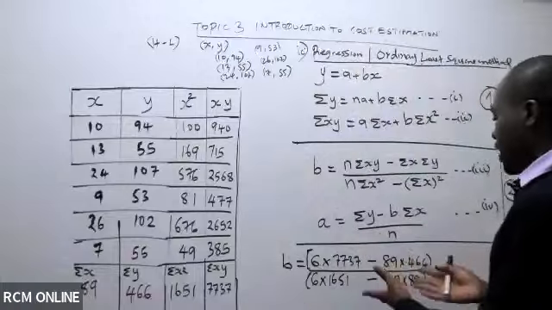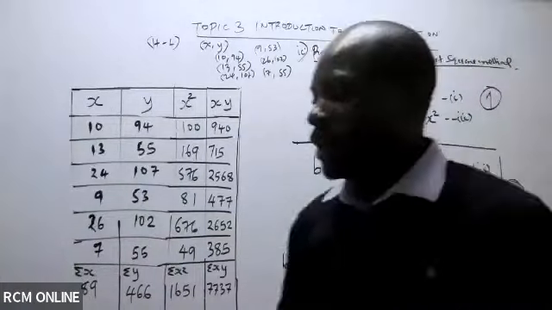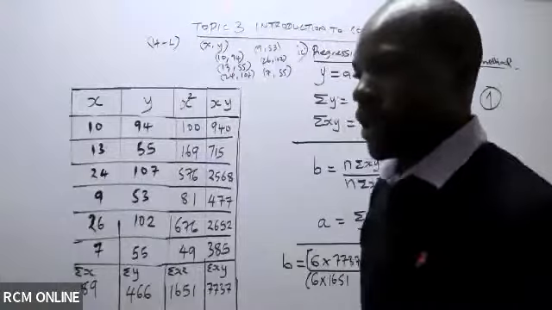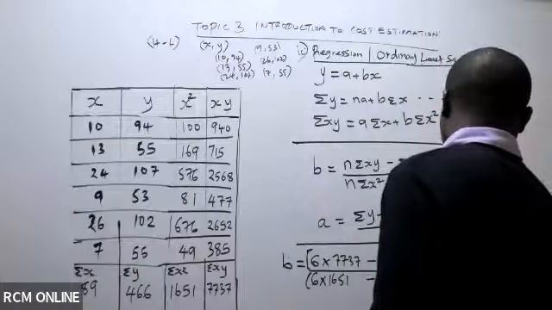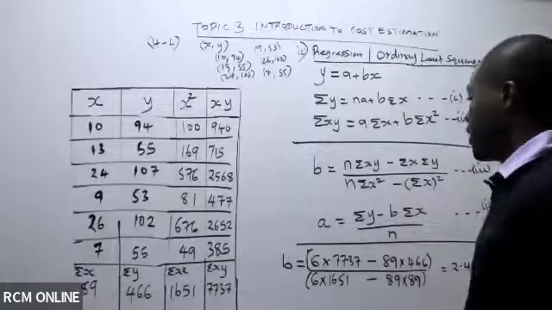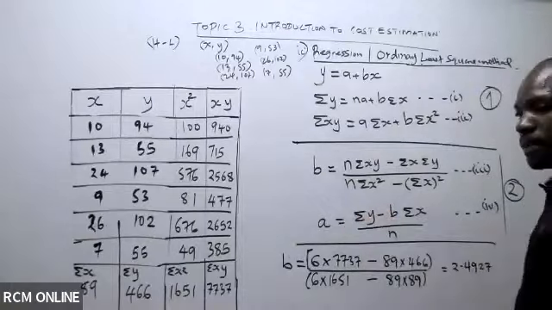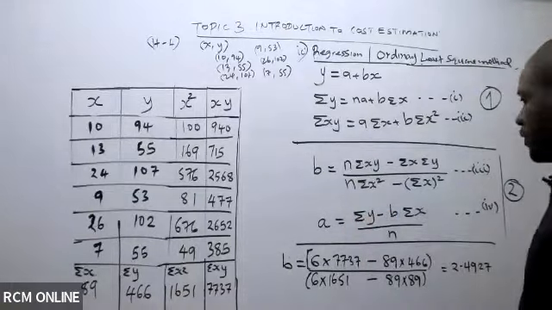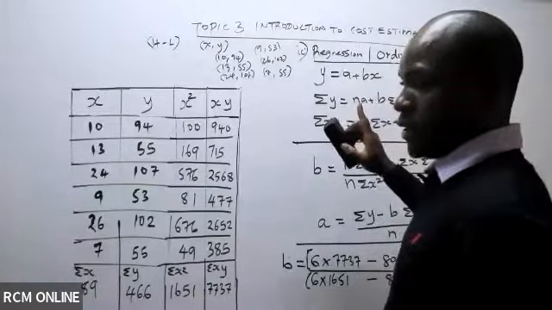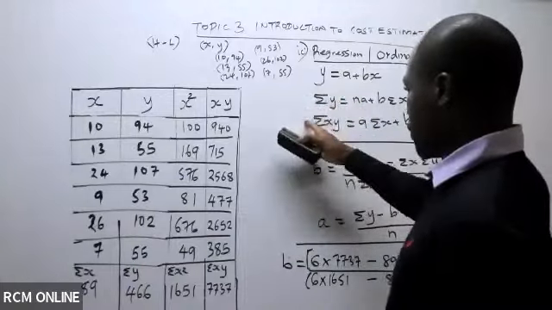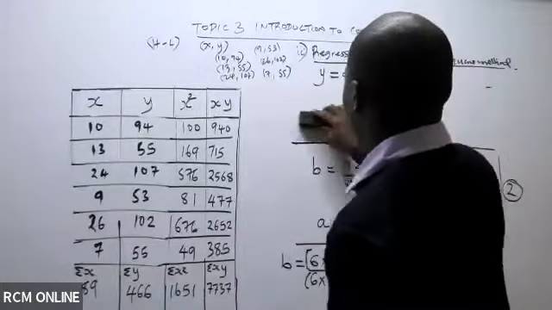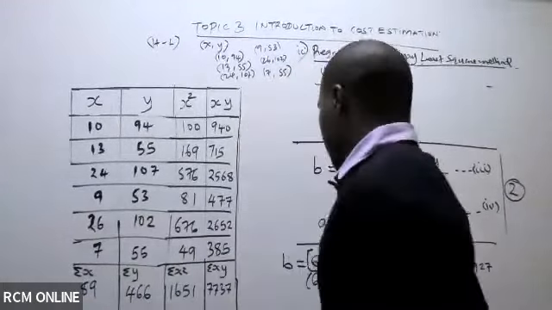Good. So I've been given the value of B somewhere here, 2.4927. Can we use that to get the value of A? We should. As an assignment, you're going to use this first method to get the same thing.